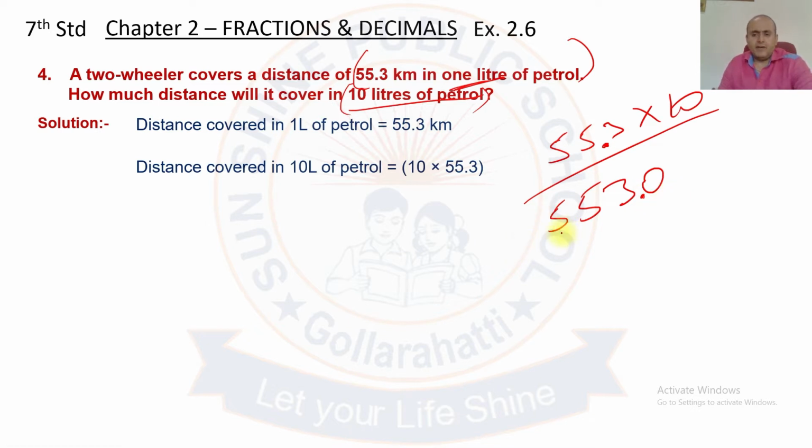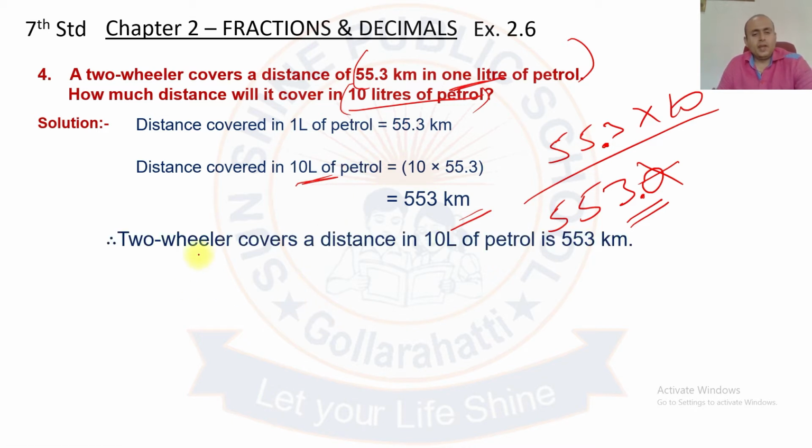That becomes 553.0, and you will not consider this 0 after the decimal point. The answer is 553. Therefore, when you multiply 10 into 55.3, the answer is 553 kilometers. Therefore, the two-wheeler covers a distance of 553 kilometers in 10 liters of petrol.